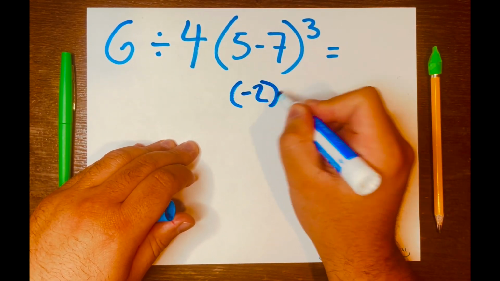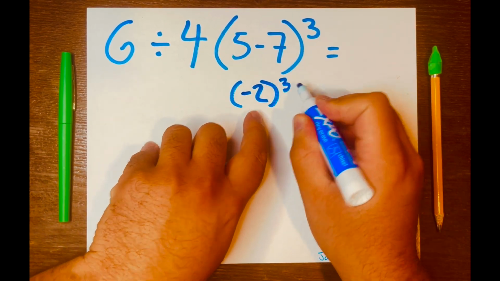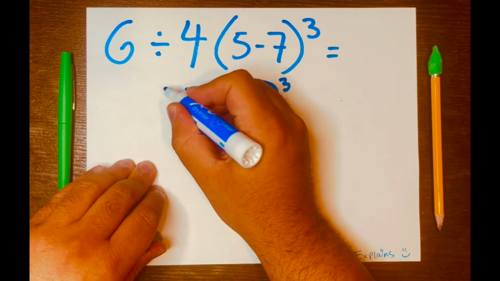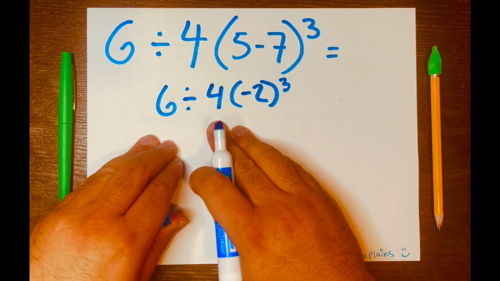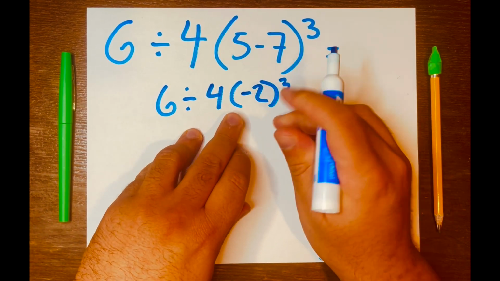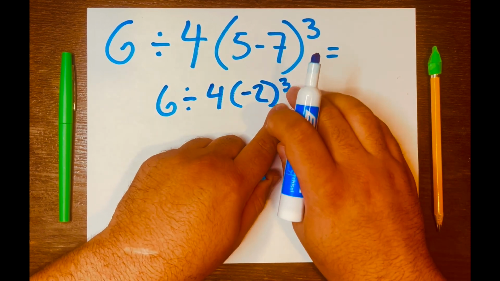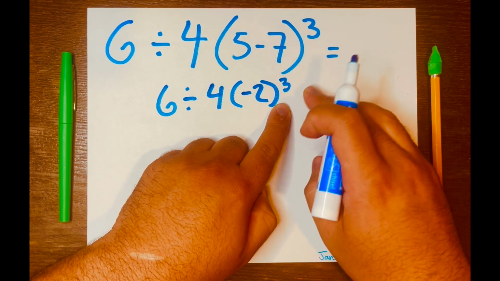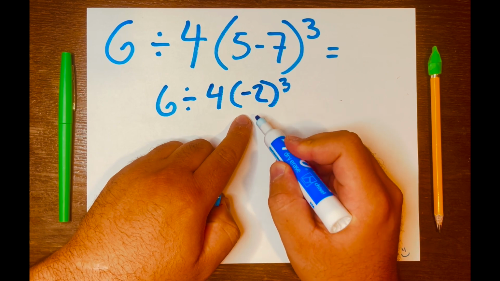Then I keep the parentheses, write the 3 above to the right of the parentheses, and bring down the 4, the division symbol, and the 6. And now we have 6 divided by 4, and you have negative 2 inside these brackets or parentheses, and you have this exponent. Now, the exponent will tell you to multiply the base, which is negative 2, 3 times.